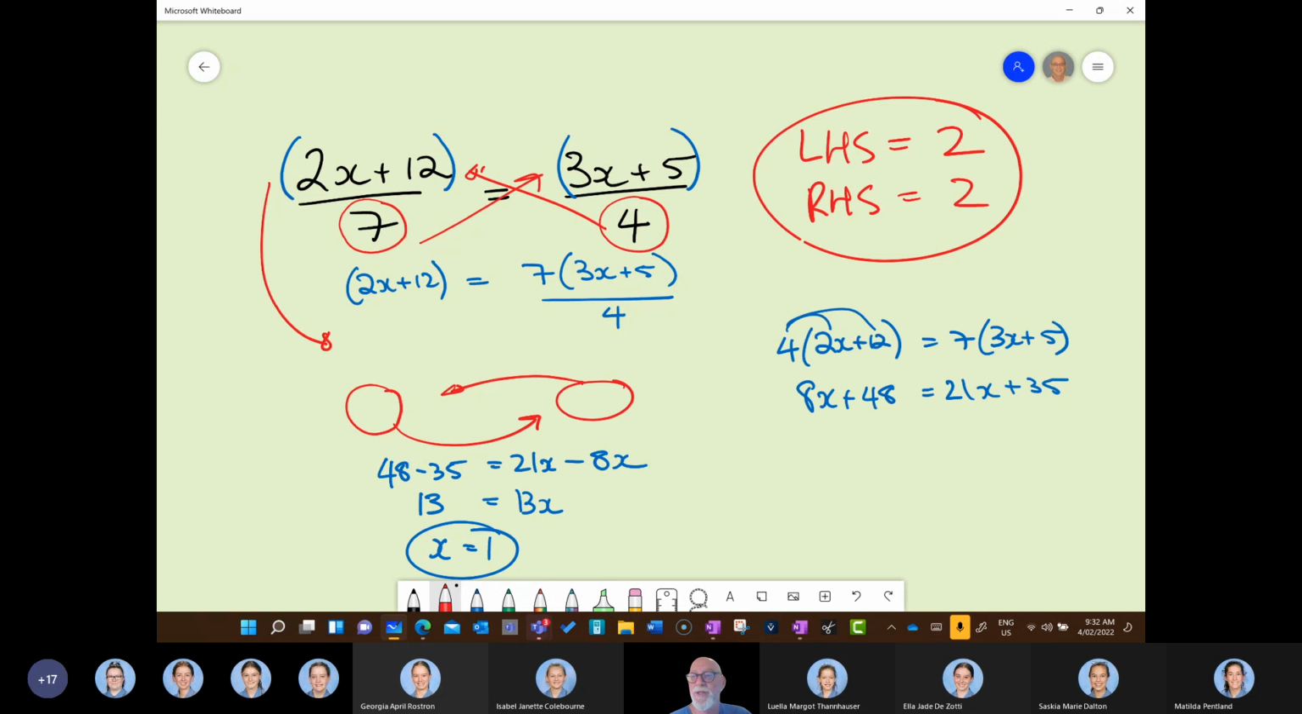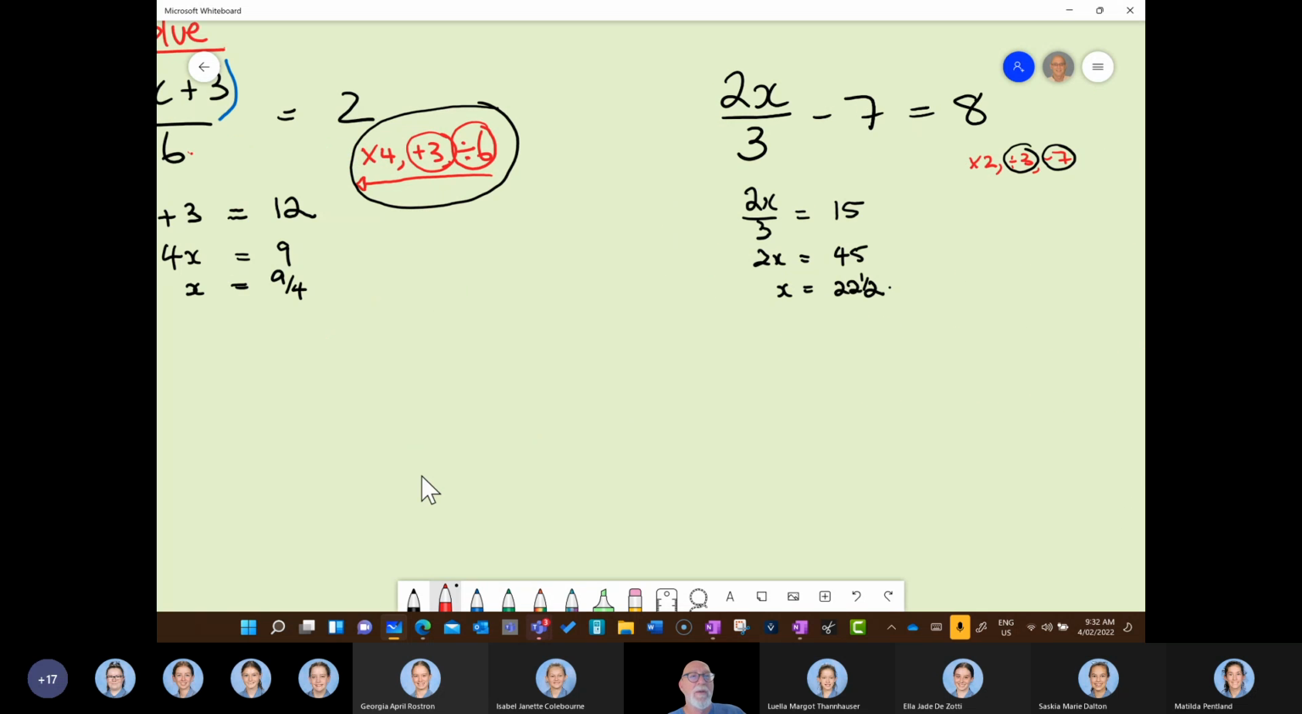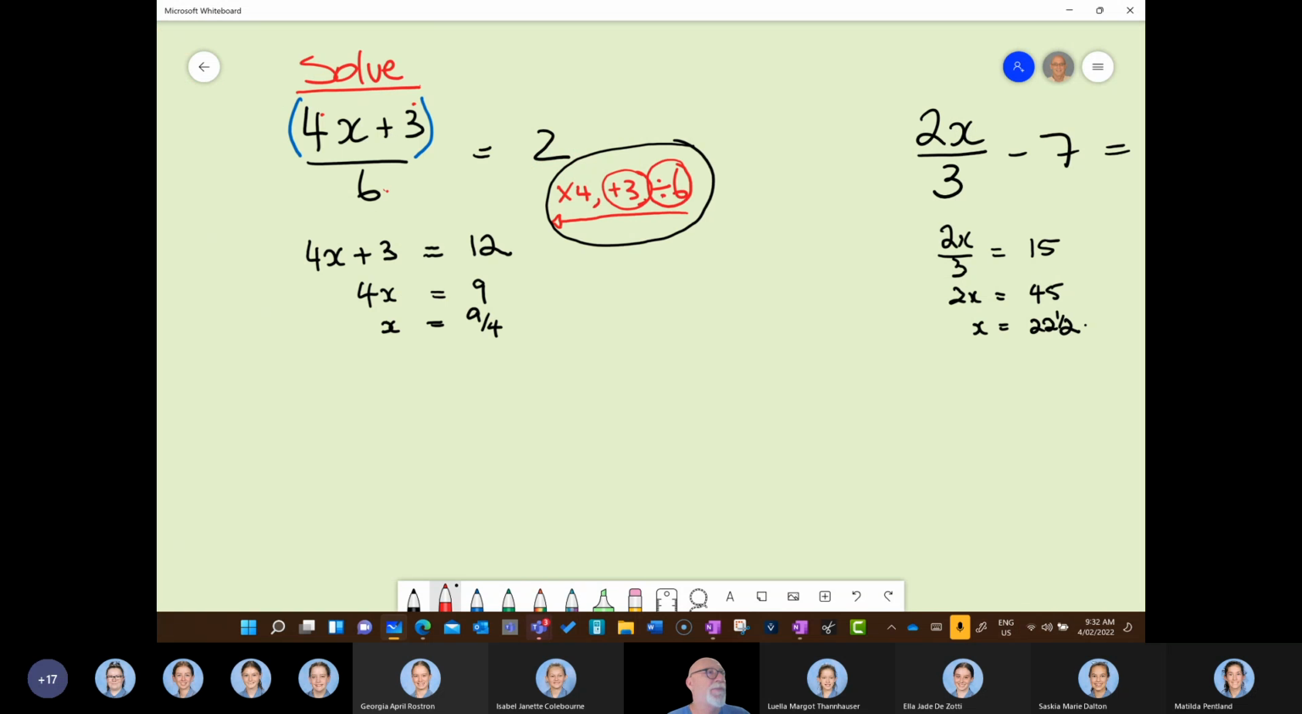So don't panic. I'll drop this into your OneNote and share it out with you. But just fractions are a pain in the neck. Oh, I've got a hand up. Who have I got there? Can't see the hand at the moment. 2 seconds. Let's see if I can do better.